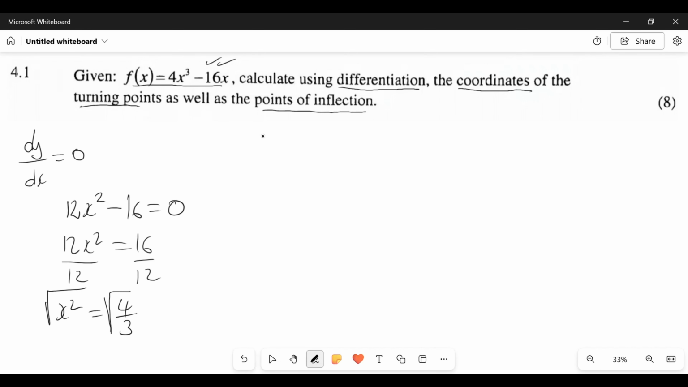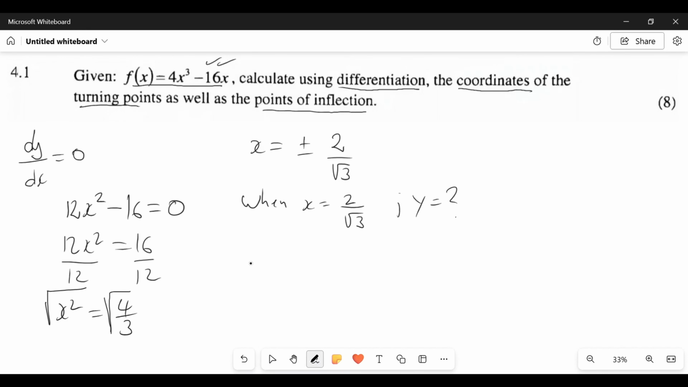Right, so we're going to write the final answer on top here. x is going to be equal to plus or minus. Remember, once you square root, the answer is going to be plus or minus. So it's going to be plus or minus 2 over root 3. There we go. So meaning x is plus or minus 2 over root 3. Right, so we need to find the y values of these turning points. So you can write here, when x is equal to positive 2 over root 3, what is our y?